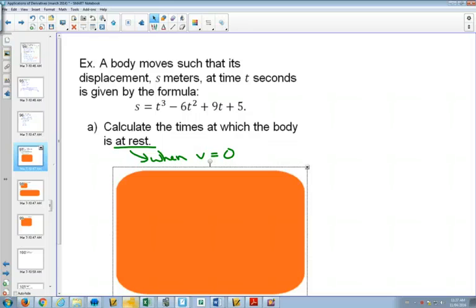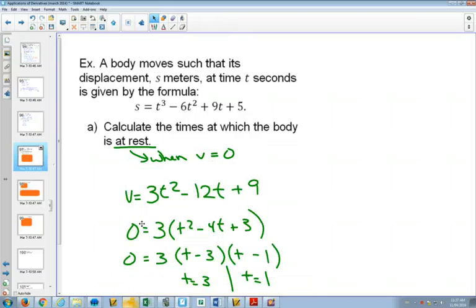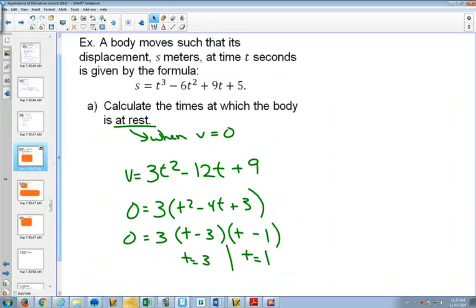So get your velocity by taking the derivative, set it equal to 0. Did you find t equals 3 and t equals 1? Yay. Should probably add some units here. 3 seconds, 1 second.